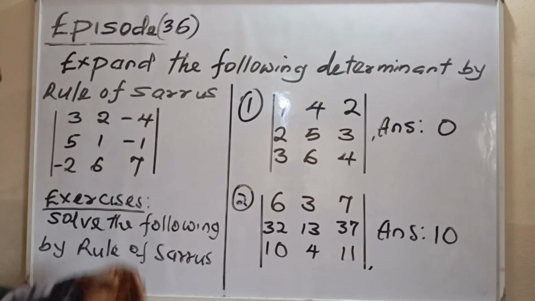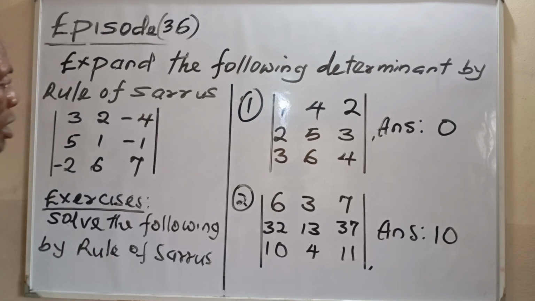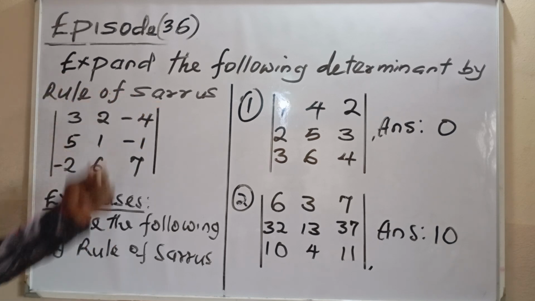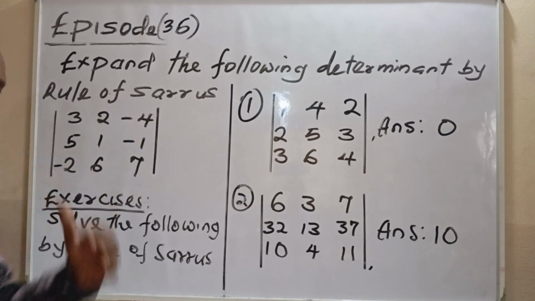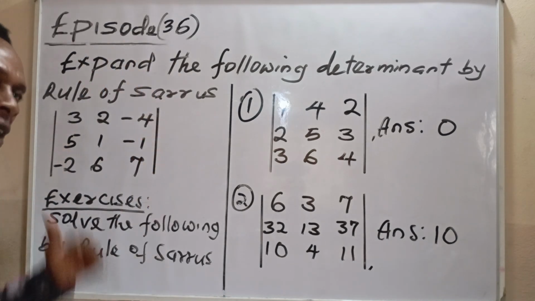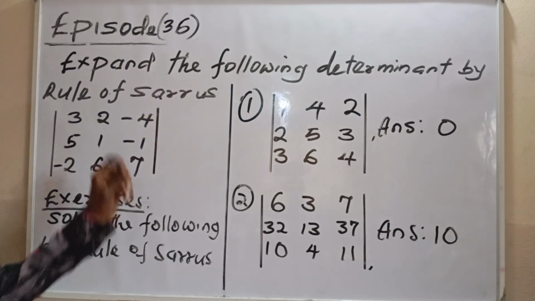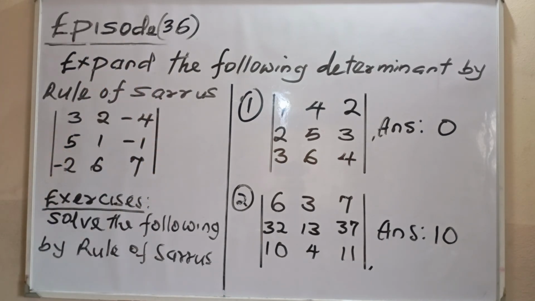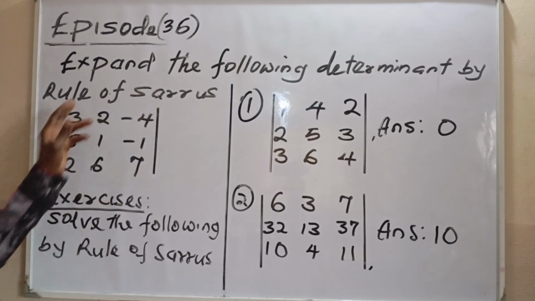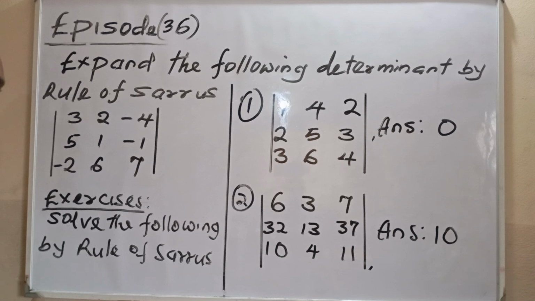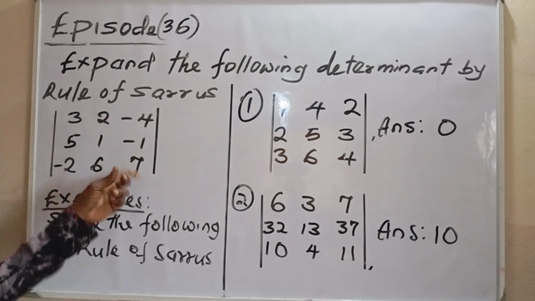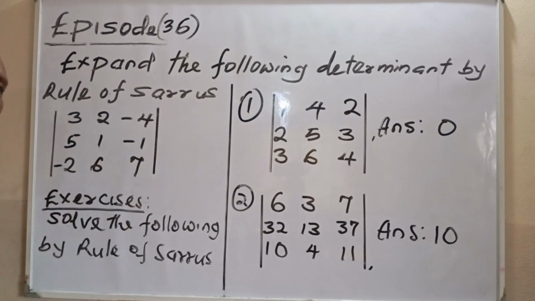Sarrus is a rule or a method that is specifically designated for matrices of third order. Anything below or above that, it cannot work. By a matrix of third order, we mean a matrix with three rows and three columns.